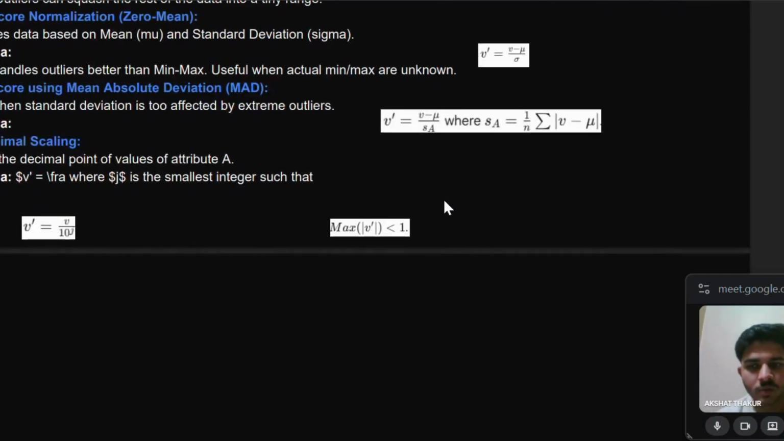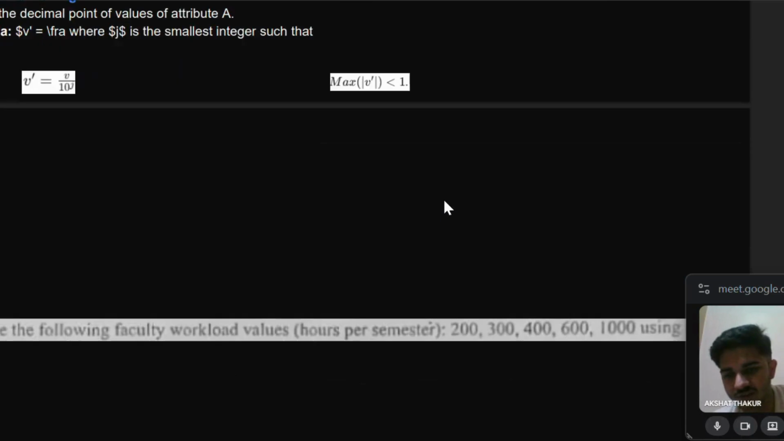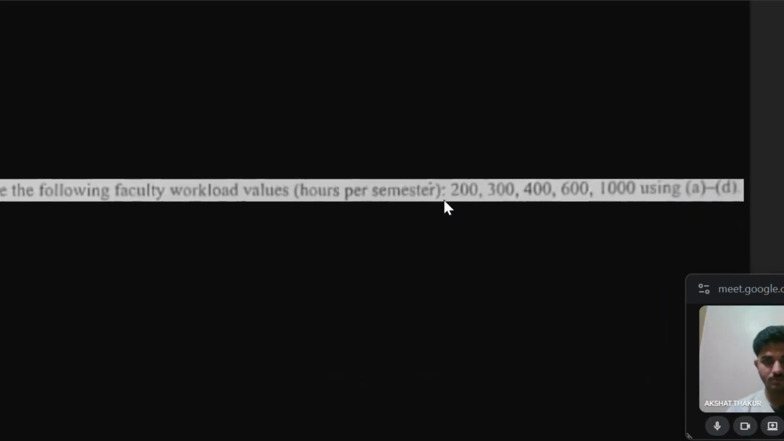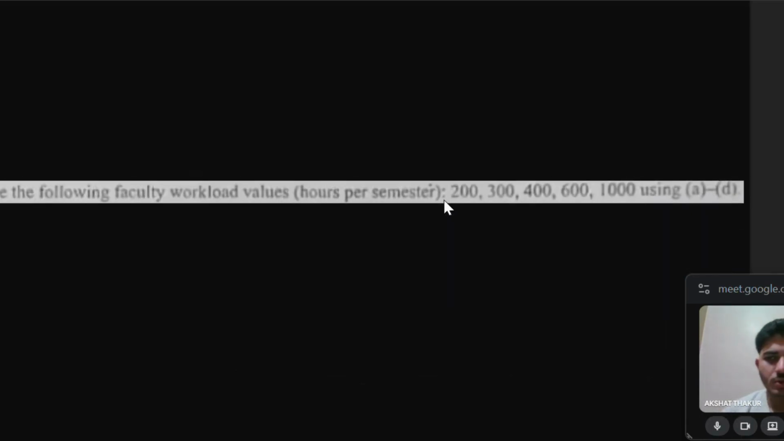Decimal scaling: move the decimal point of the values of attribute A. The formula is v' equals v divided by 10^j, where j is chosen so that the maximum absolute value of v' is less than 1. Moving to the next question, question number 14.